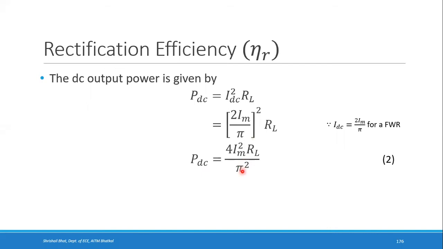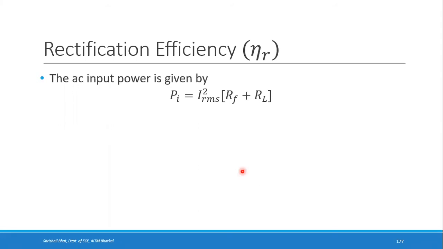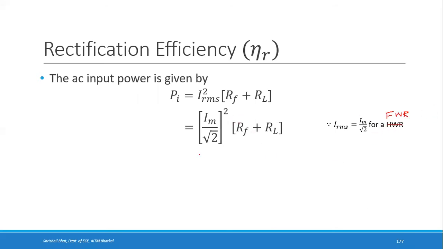Another term we have is PI. So PI is IRMS square into RF plus RL, because at the input you have the resistance. You need to consider the resistance RF also. And since it is AC value, we will take IRMS square into RF plus RL. What is IRMS in case of a full wave rectifier? IRMS is Im by root 2, right? Im by root 2, the whole square. This is for a full wave rectifier, right? So Im by root 2, the whole square into RF plus RL.